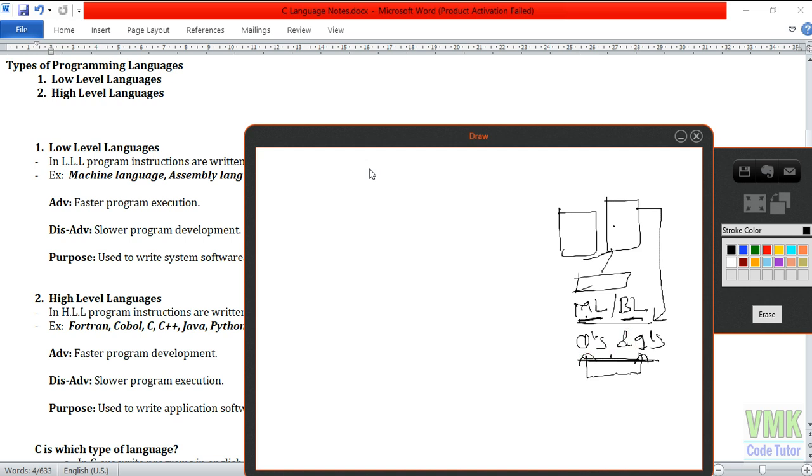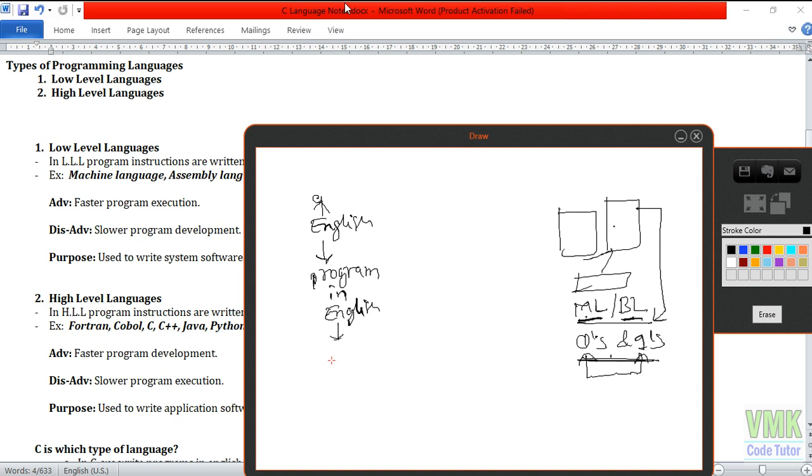So the computer understands machine language or binary language, which is a collection of all zeros and ones. Now let us assume that I am a person who knows English. Now I want to solve a problem. For that I write a program. So I write a program in English, my own language.